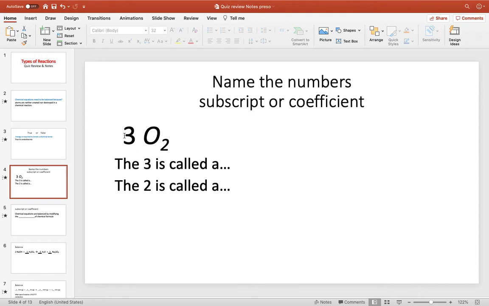Look at this molecule here. You have three O2s. I want you to look at the numbers and name them, the 3 and the 2. Which one is the subscript and which one is the coefficient? The subscript is the submarine. It's the lower one. So the 2 is the subscript and the 3 is the coefficient. Okay, that's the number that we change to get things to balance.